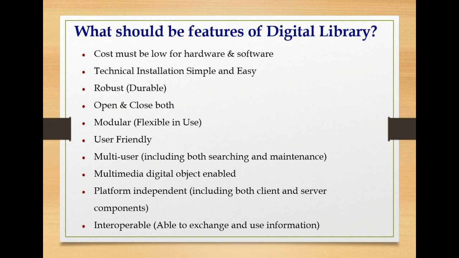The digital library should also have the feature of open and closed both. Whenever you need, you can declare the document open in your repository, and whenever you feel that you don't want this document to be published, or your submitter, the author, doesn't want the item to be displayed publicly, it should have a feature to maintain privacy also. Modular, it should be very flexible in use. Different features must enable the software or digital library to be used flexibly.